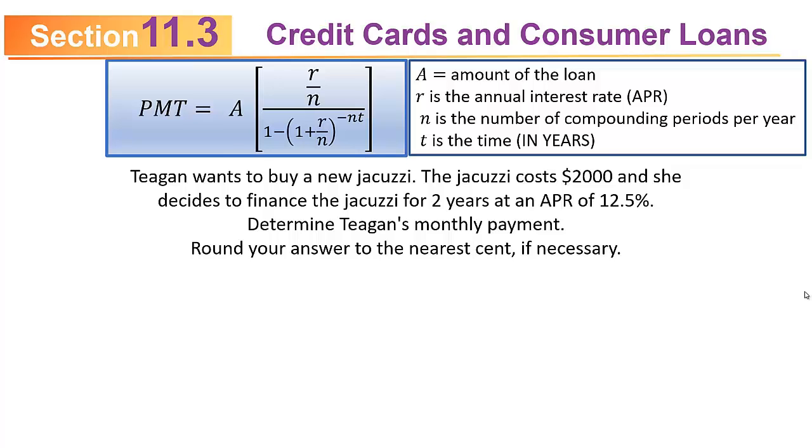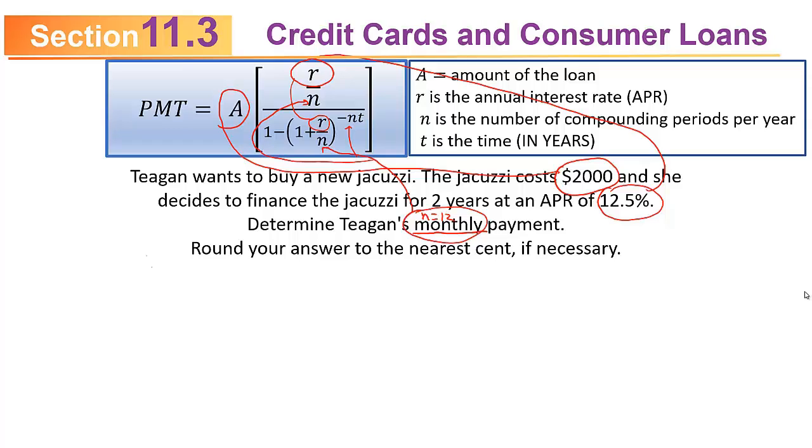So, we've got to identify all the letters. Capital A is the amount of the loan. Tegan is borrowing $2,000 to buy this jacuzzi, so that's $2,000 for capital A. R is the annual interest rate, or APR. That's 12.5%. Of course, you'll change it to a decimal. N is the number of compounding periods in the year, which if it's monthly will be 12 times a year. And we're financing this jacuzzi over a 2-year period, so T is 2.